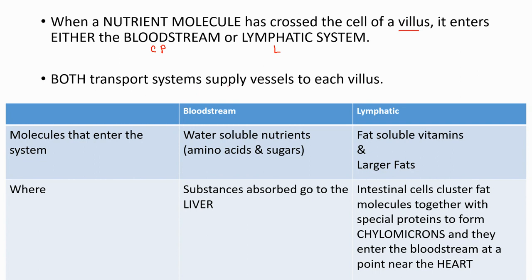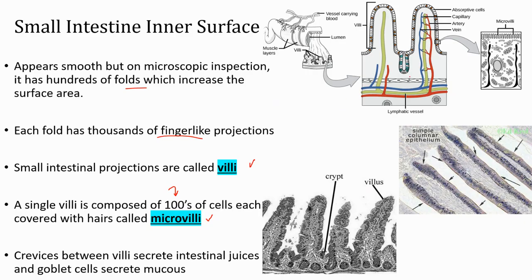Both transport systems supply vessels to each villus. So in other words, around each villus, let me see if I can go back a minute. Take a look right here. You have got your capillary, artery, and vein, and then you also have your lymphatic system. That lymphatic system is going to be represented in green.